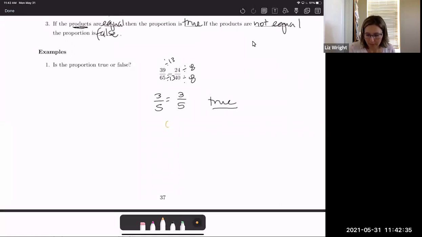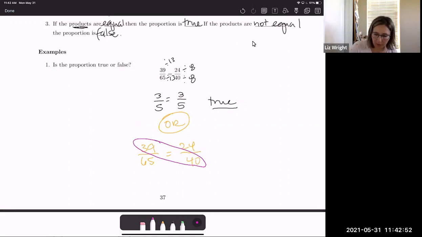Or if figuring it out like that is a little bit trickier for you, then do cross multiplication. Do 39 over 65 equals 24 over 40. And instead we're going to cross multiply. So I'm going to take my calculator and I'm going to do 39 times 40.